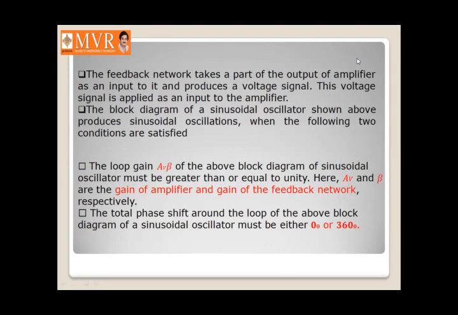The first condition is the loop gain, that is here you can see the loop gain Av beta, which must be equal to 1. We have to consider mainly the loop gain. That means the loop gain must be unity, or it must be greater than unity. Unity is nothing but 1. So the loop gain must be greater than or equal to 1. Then only this is going to produce the sustained oscillations.